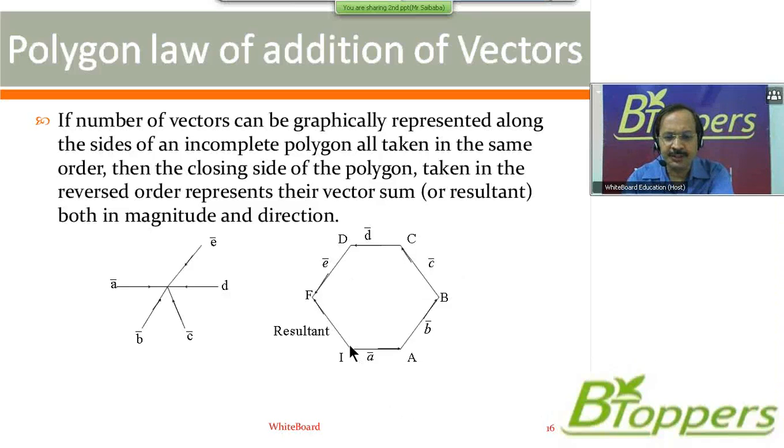So the closing side of the polygon, taken in the reverse order. The closing side is the side obtained by joining these points I and F, taken in the reverse order, represents the resultant both in magnitude and direction. So the tail of the resultant is attached to the tail of the first vector A bar, and the head of the resultant is attached to the head of the fifth vector E bar. So in the figure, the direct line segment IF bar gives you A bar plus B bar plus C bar plus D bar plus E bar.